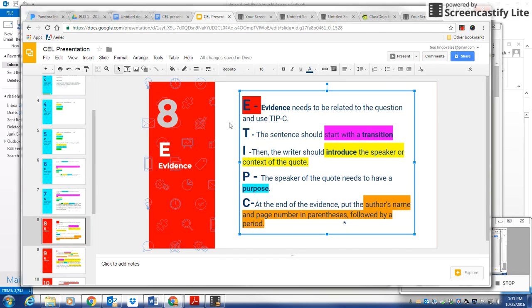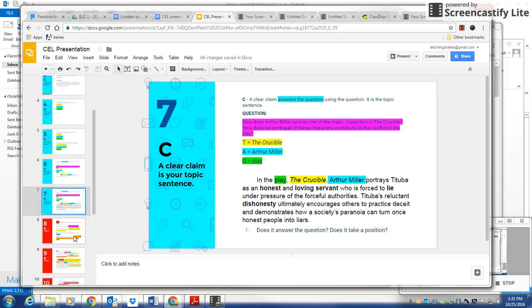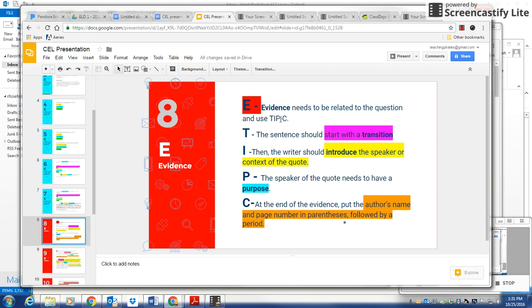Okay, let's move on to evidence. After you make your claim, you need to have evidence to back it up. So when you introduce evidence, you should follow the TIPC formula, which is a really simple way for you to introduce evidence without being too chunky or too abrupt.